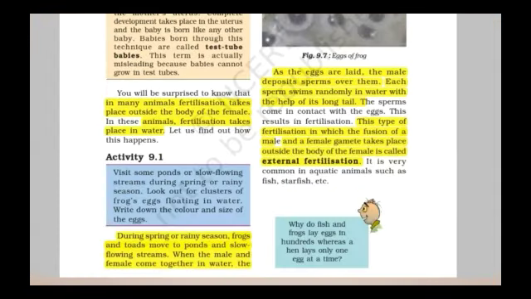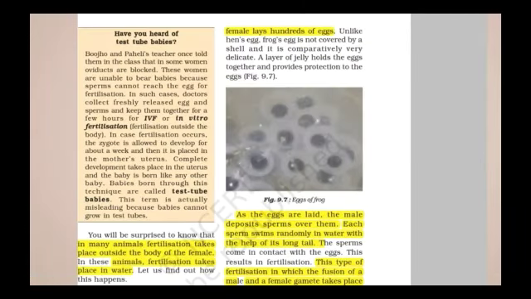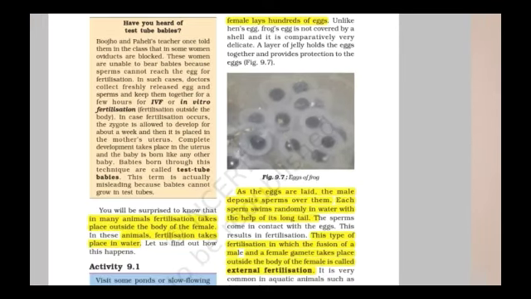Coming to fertilization in animals. If the fertilization happens inside the body, we call it internal fertilization. If it happens outside the body, it is external fertilization. We will see the external fertilization of the frog. The female frog generally lays hundreds of eggs, which are protected by a layer of jelly that generally floats in the water, right?